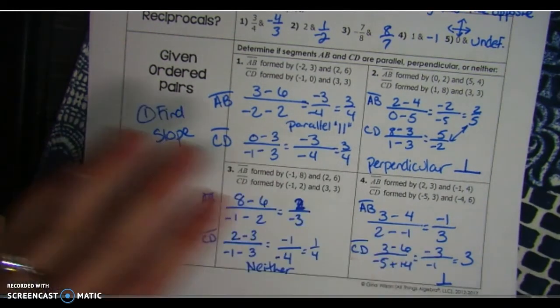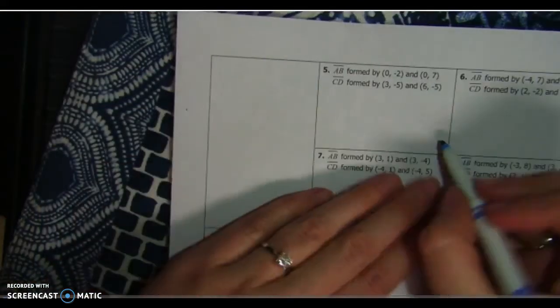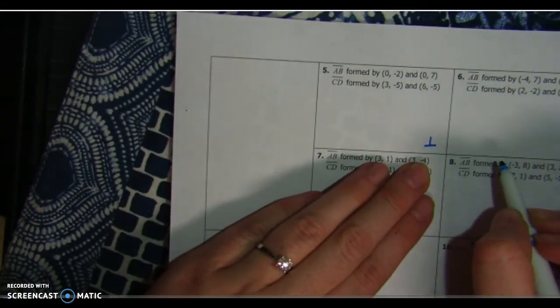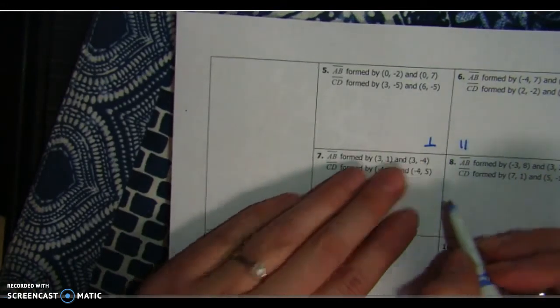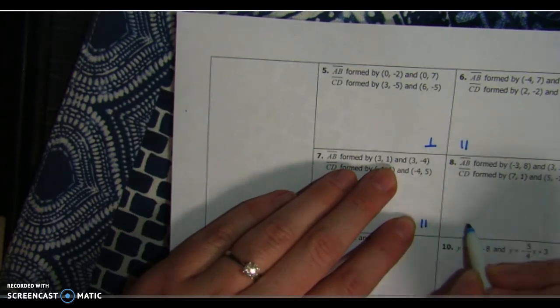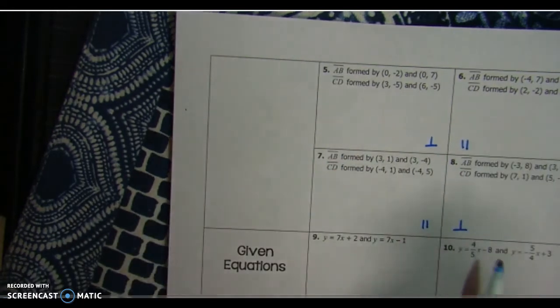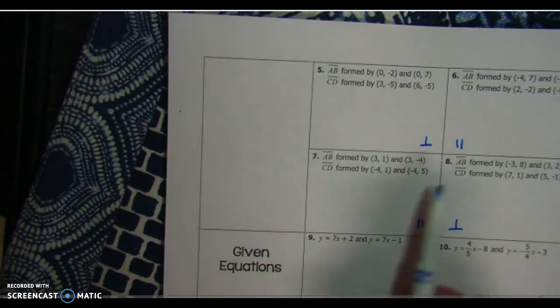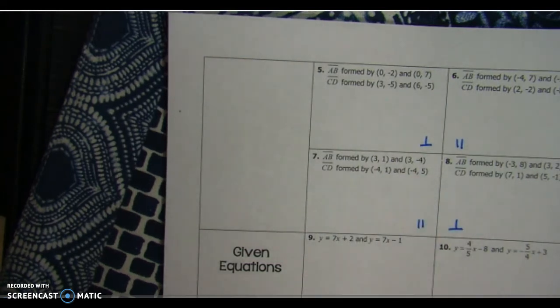All right, you guys can go through these. I'm just going to tell you what they should be. This should be perpendicular, this should be parallel, this should be parallel, and this is perpendicular. If you need worked out examples, the sub has the worked out examples, and you can look at those if you didn't get the right answers.